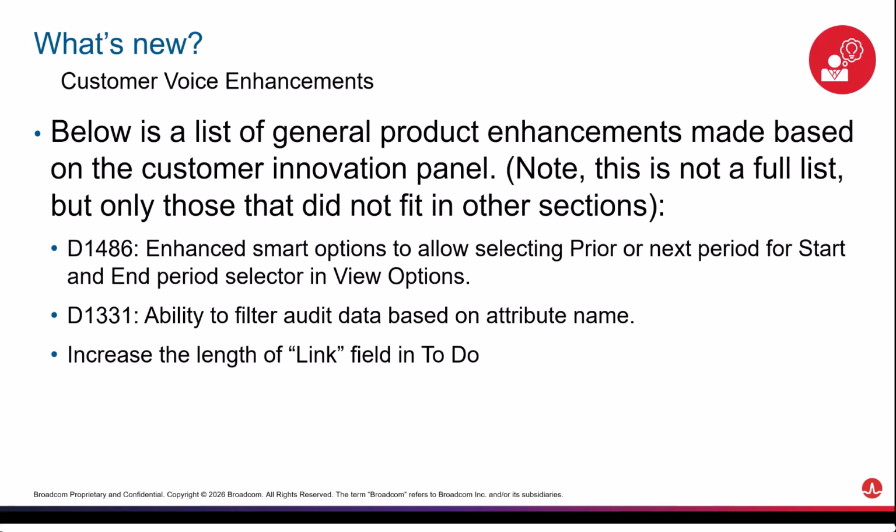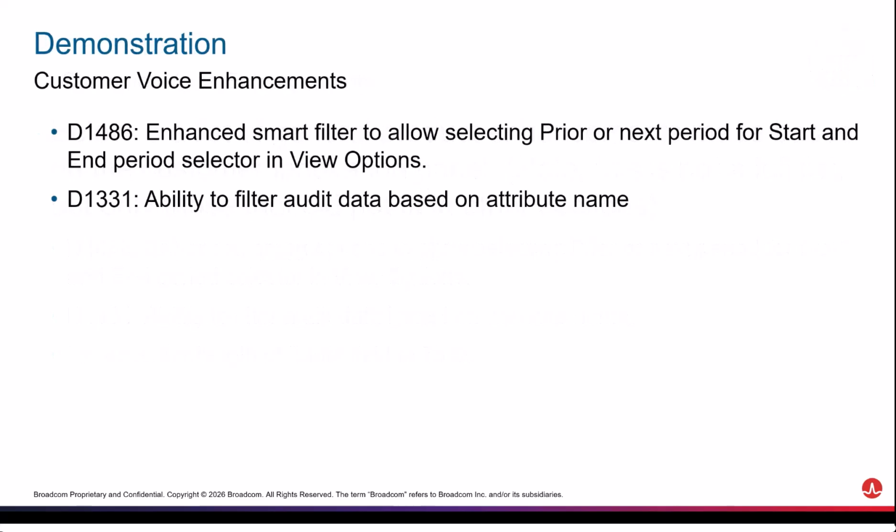The three specific enhancements are: the first, the enhancement to the Smart View option that allows selecting prior and next period for the start and end period within the view option. The second is the ability to filter audit data based on attribute name, and the last is the increasing of the length for the link field within to-dos. Right, with that, let's see the product in action.